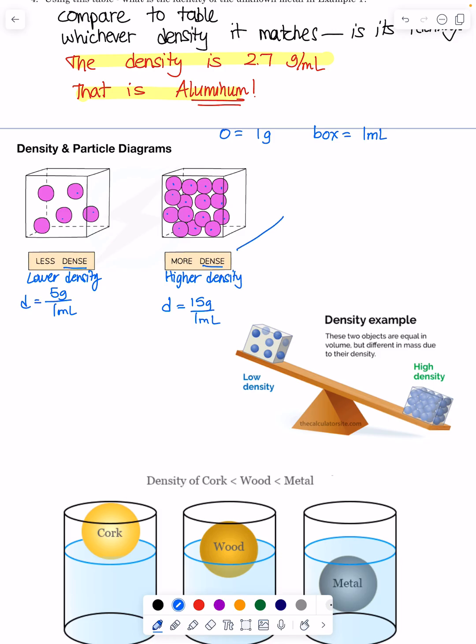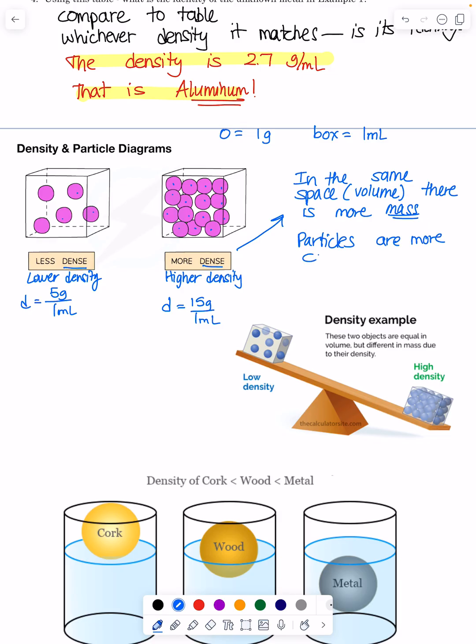What does that mean, more dense? More dense means in the same space or volume, there is more mass. It looks like the particles are more compact, or closer together. Whereas less dense is the opposite.